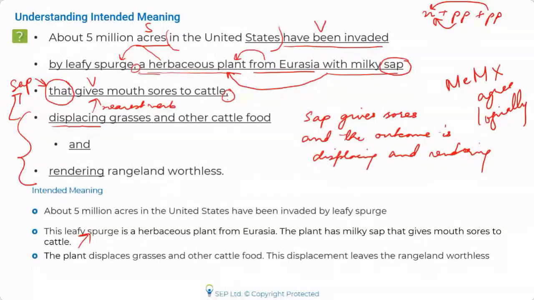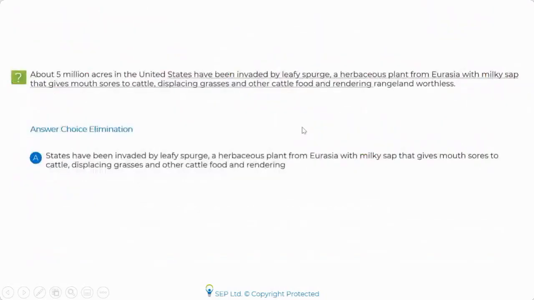Okay. See how smooth that becomes if you're breaking and reading your sentences and asking questions on the way and trying to make sense of all of it. Wonderful. Great. All of you seem to have understood it is the leaf which is displacing. So A is incorrect as pointed out, guys. Milky sap that gives mouth sores to cattle, displacing grasses is incorrect.